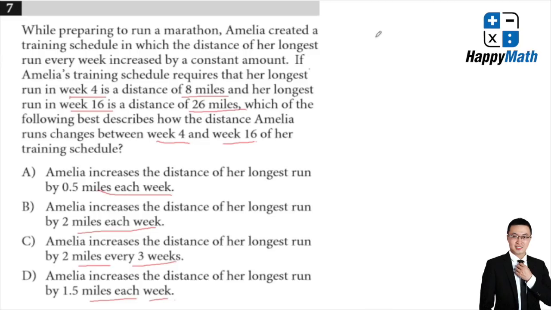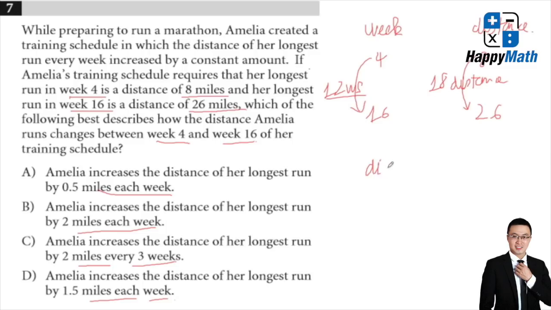We have week 4 to week 16, and the distance, the longest distance, is 8 becoming 26. So from here you have 12 weeks, and from here you get 18 distance. So if you want to find the distance each week, I will take the distance divided by weeks.